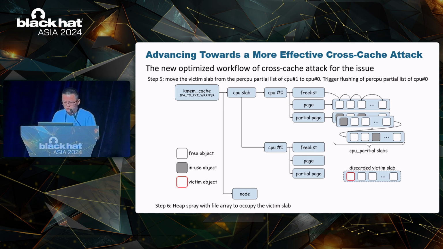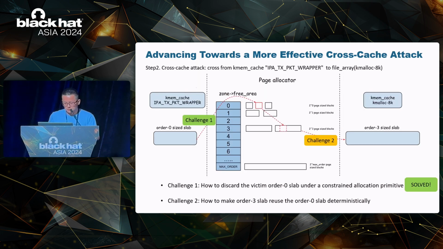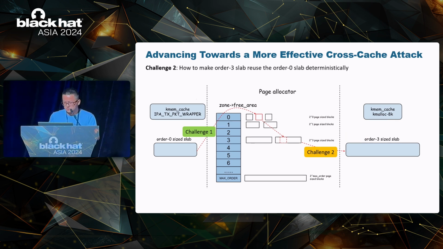Step 5: move the victim slab from the partial list of CPU 1 to CPU 0. Trigger the flushing of the partial list of CPU 0. Step 6: heap spray file arrays to occupy the victim slab. Now we have solved the first challenge. Let's see the second one, which is how to make an order 3 slab reuse the order 0 slab deterministically.